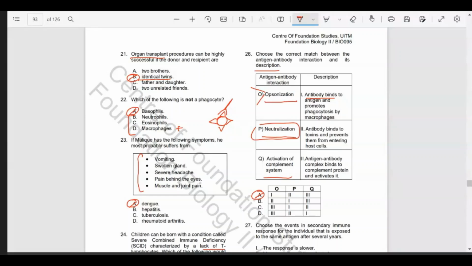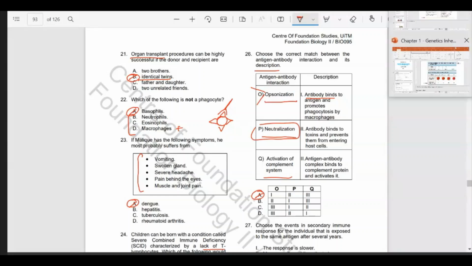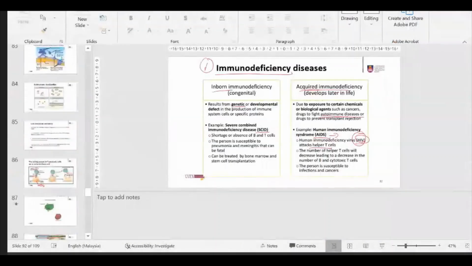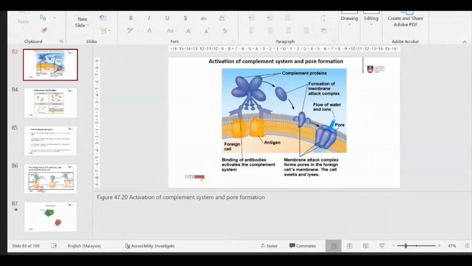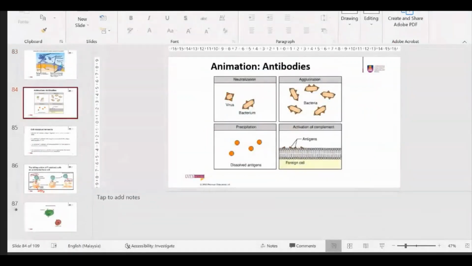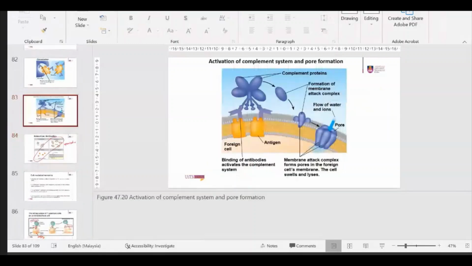So complement system macam lebih kurang yang kita tengok antimicrobial protein lah. So kalau kita tengok kat nota awak ni, so it is here. In this slide, macam ni. Okay. Neutralization, agglutination, precipitation, activation of complement system. Agglutination, precipitation ni adalah opsonization. Okay, opsonization. Okay. So kalau yang activation of complement system ni, okay.